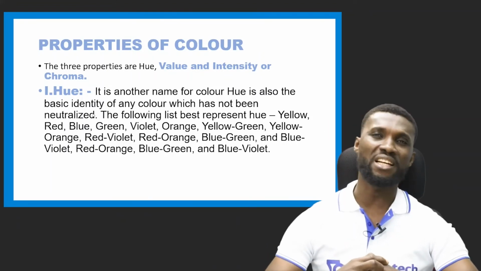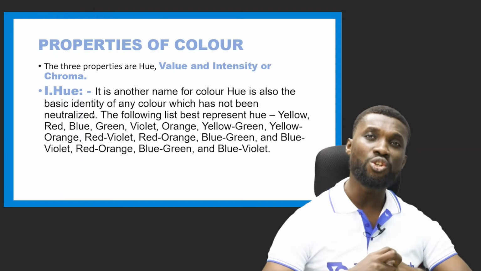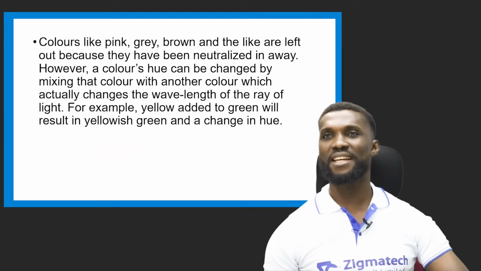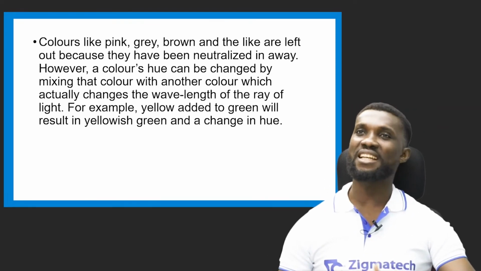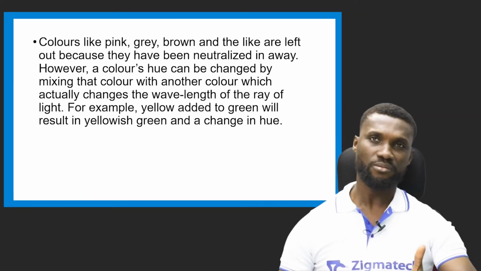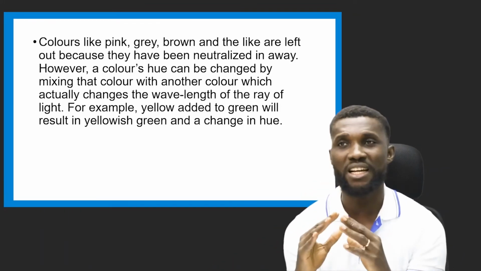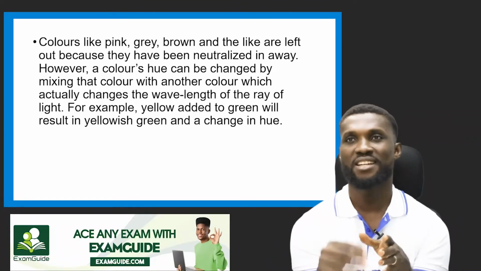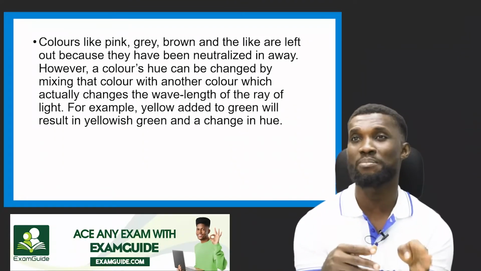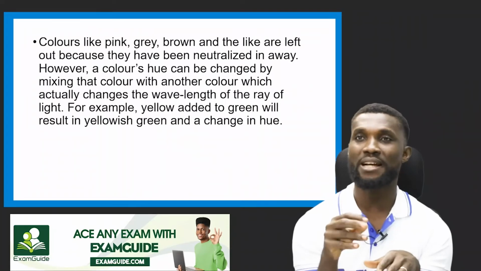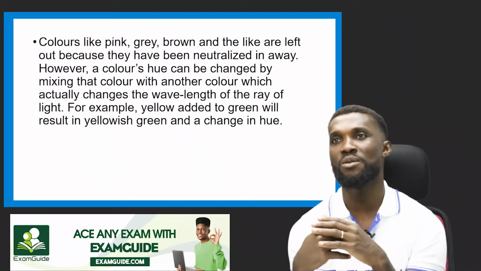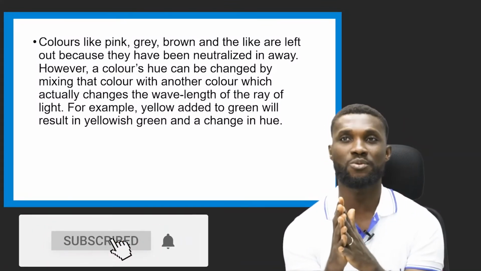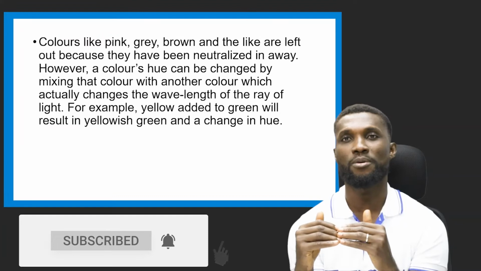Those colors that have not been neutralized with any color are known as what? Hue colors. Okay. Now, colors like pink, gray, brown, and the likes are left out because they have been what? Neutralized. So we don't take those ones as hues. Pink has been neutralized with white. Gray, neutralized. Brown has been neutralized with black. You see, they added black to the red and it descended down to brown. So we leave those ones out because they are neutralized. We don't regard them as a property of color.